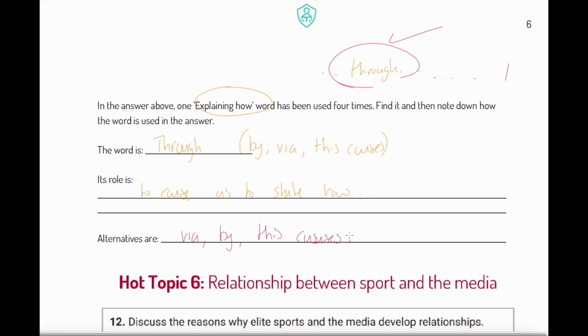Those are really nice ones for you to use. There's other ones as well, but those ones are really nice for you to get into your answers.